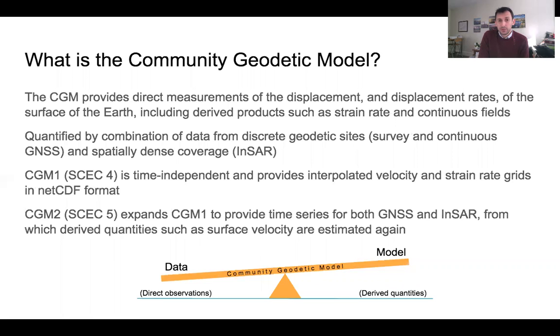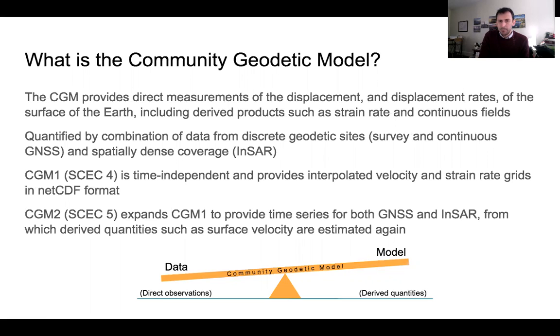The CGM version 1, which was the result of SCEC 4, is time independent in this sense and provides interpolated velocity and strain rate grids in a NetCDF format. The CGM version 2, which has been developed over the course of SCEC 5 since 2017, expands upon the CGM 1 to provide time series. So that's time-dependent estimates for both GNSS and InSAR. And again, we will eventually develop those derived quantities of surface velocity.